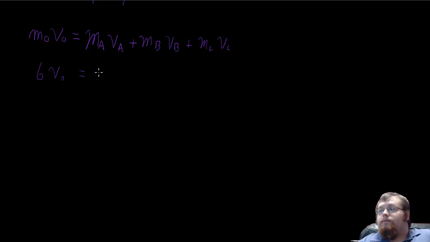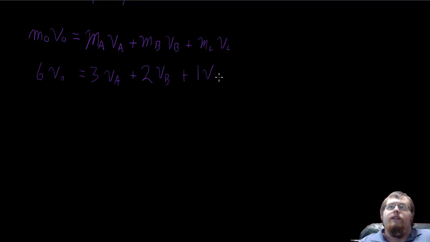So, got a little distracted there. Okay, so that's 3va plus 2vb plus 1vc. Okay. So our conservation of momentum equations are as such.